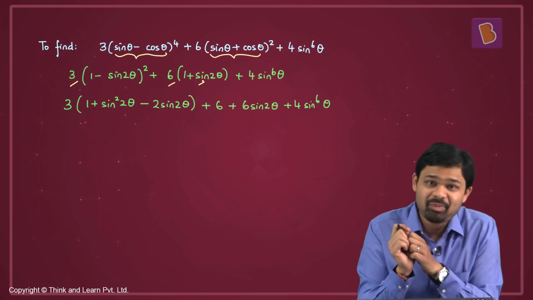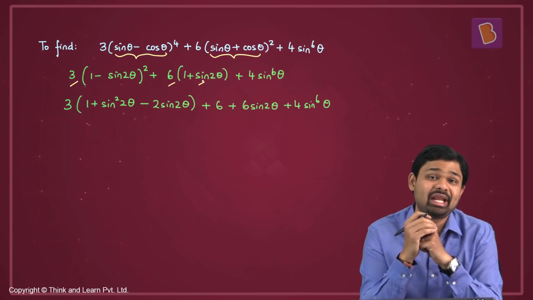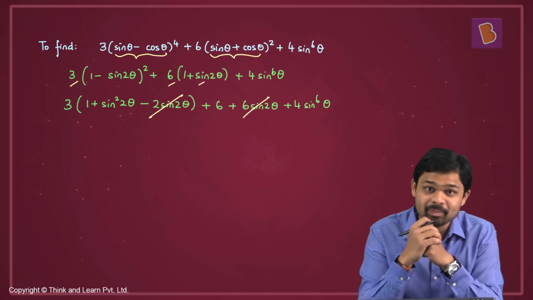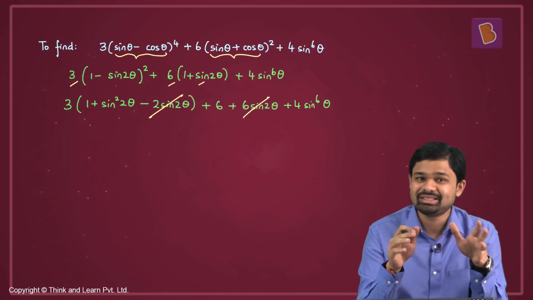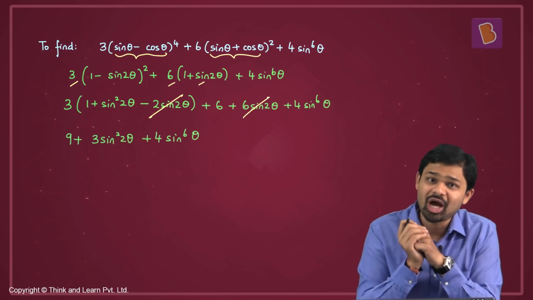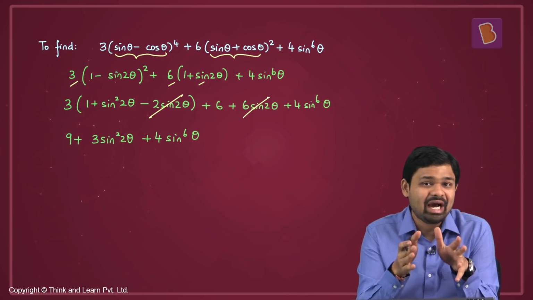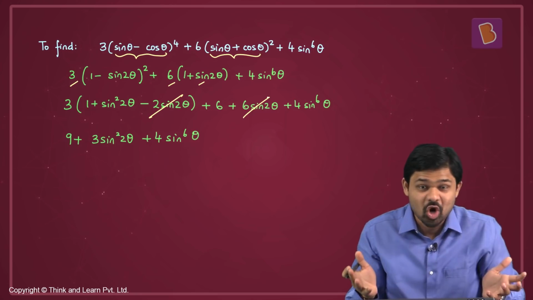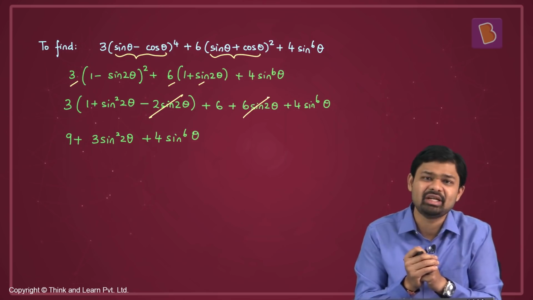So you expand (1 − sin 2θ)^2, and then you get 3 times negative 2 sin 2θ, which cancels with the 6 sin 2θ term, and you will be left with 3 times (1 + sin²2θ) plus 4 sin^6 θ. So now my whole expression has simplified to 9 + 3 sin²2θ + 4 sin^6 θ. Now this is also not one of the options given, which means I have to do further simplifications. This is going to be a little tricky.